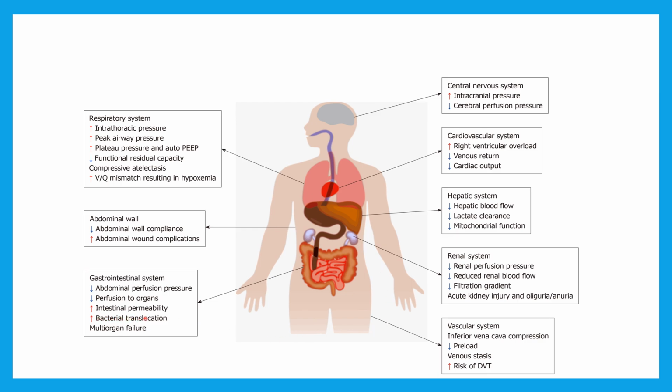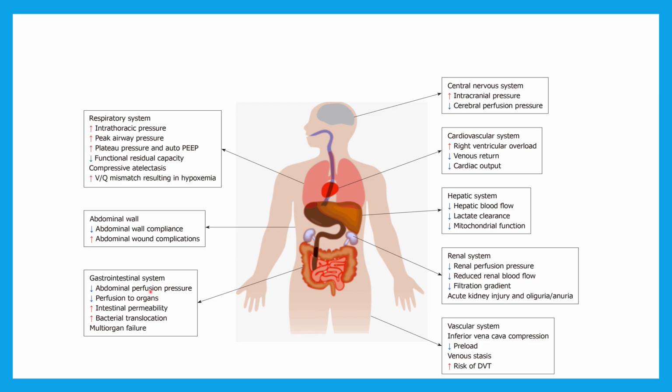So it can cause necrotizing enterocolitis in young infants, or can cause ischemic colitis. It can also cause increased intestinal permeability and increased bacterial translocation. And here in the lower limb, due to the compression of the vena cava, we'll have venous stasis and increased risk of DVT. And then the renal system. This is one of the most common problems.